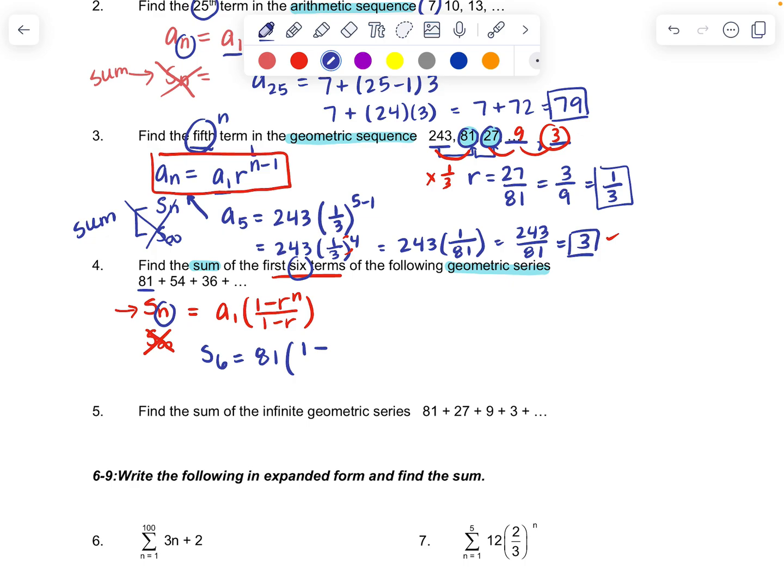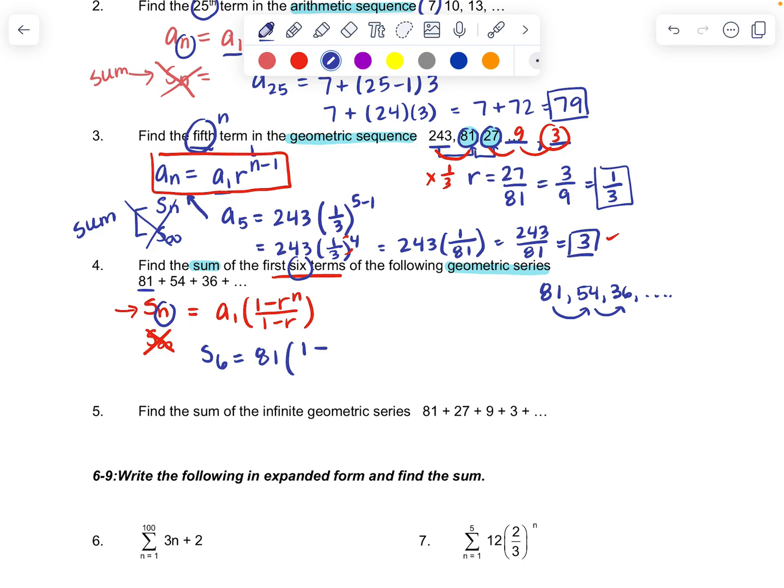What is the r? Okay, so look at my series. I have an 81, I have a 54, I have a 36, and then it just keeps on going. I don't have any more terms. What do I multiply by to get from term to term? Honestly, you guys, by looking at this, I have no idea.